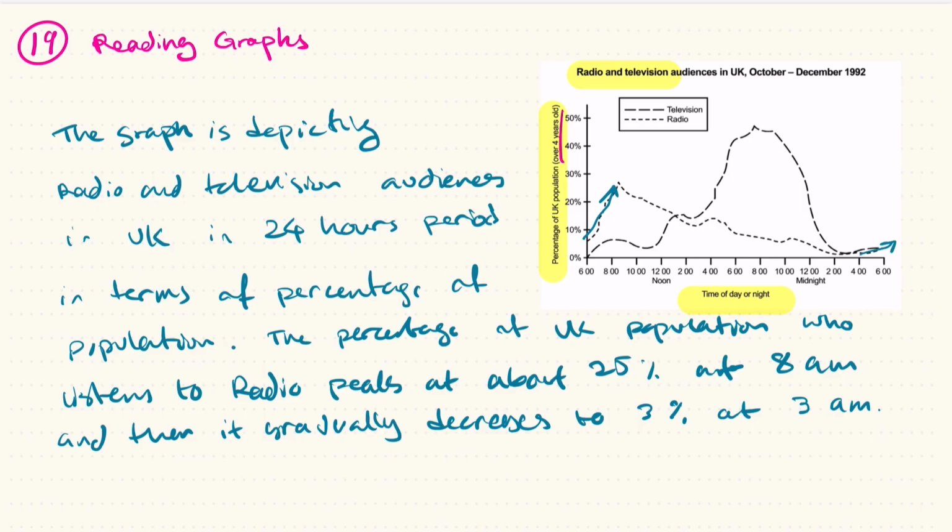So you can say the television population or percentage of population audience peaks. You already used the peaks, so you can use a different word. So you can say it maximizes or maxes out at 50% at 8 p.m. And again, you can describe the decrease as well. Or you can say the maximum percentage of the UK population that watches television is 15% at 8 p.m.